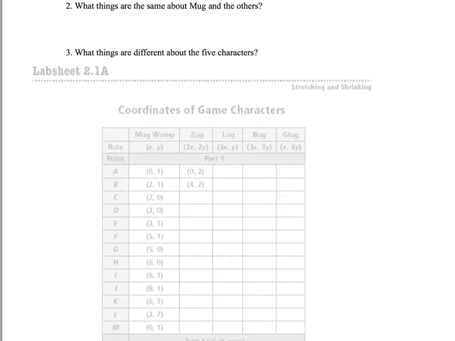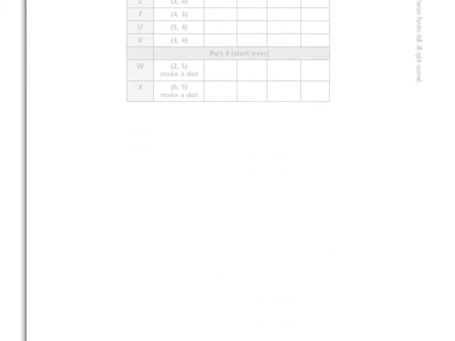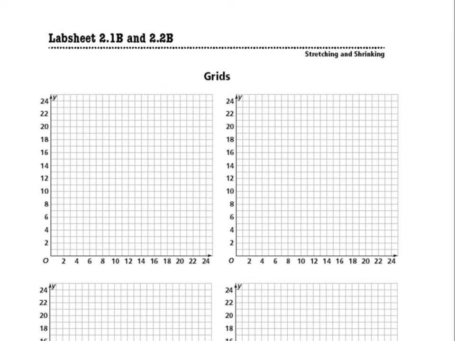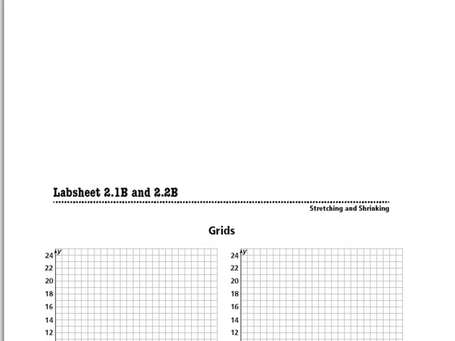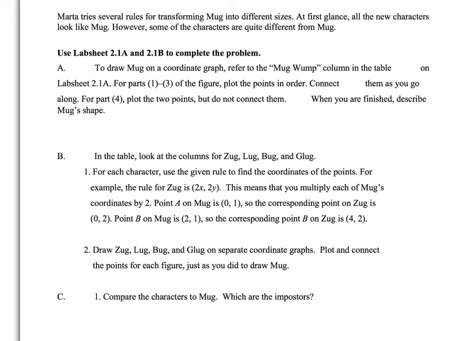So all of you should have 2.1a, and I apologize if this is a little bit light, but hopefully you can still see it. And you should have lab sheet 2.1b and 2.2b. Okay, so that should be in front of you. All right, A.